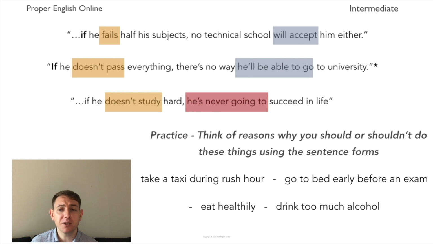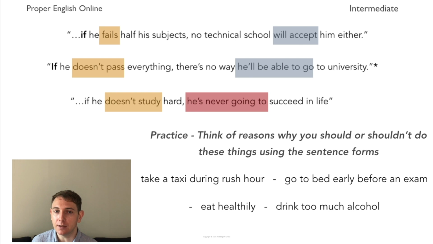Another one, go to bed early before an exam. Why should you do that? Well, if you don't go to bed early before an exam, you'll fail your exam, maybe, or you'll be really sleepy during the test, or maybe the exam will be a lot more difficult. The exam will be a lot more difficult because you'll be tired. So again, exam will, exam'll, right?